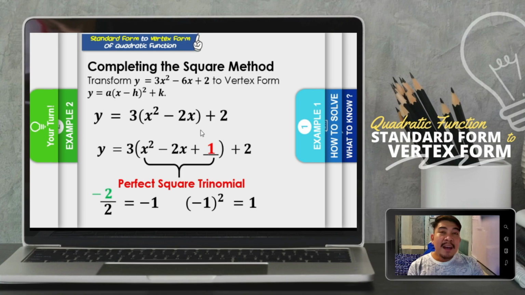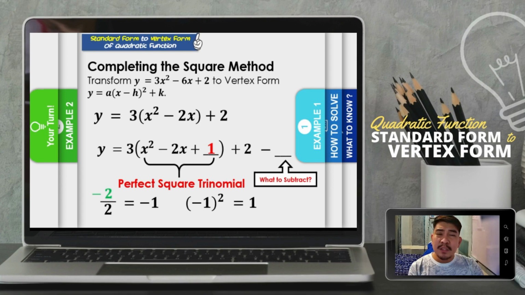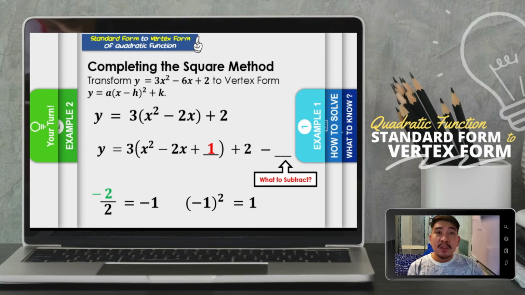Next, if we add a term inside the parentheses, we will be subtracting, again, a term outside the parentheses. So the next question is, what are we going to subtract? To determine what to subtract outside the parentheses, the thing that we should do is to multiply the value of a, which is 3, and the added term, which is 1.